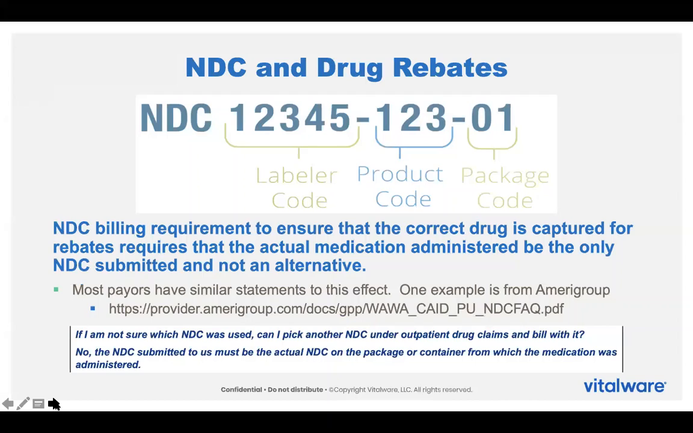Here's just a graphic example of your labeler code, product code, and package code. One example is the NDC requirement. Is that the correct code? And here's just a statement from a major group, which we also see in the Medicaid manuals and the Medicare manual, on which NDC was used. Can I pick another NDC under the outpatient drug claims and bill with that? And the answer is a resounding no. The NDC submitted must be the actual NDC on the package or container from which the medication was administered.